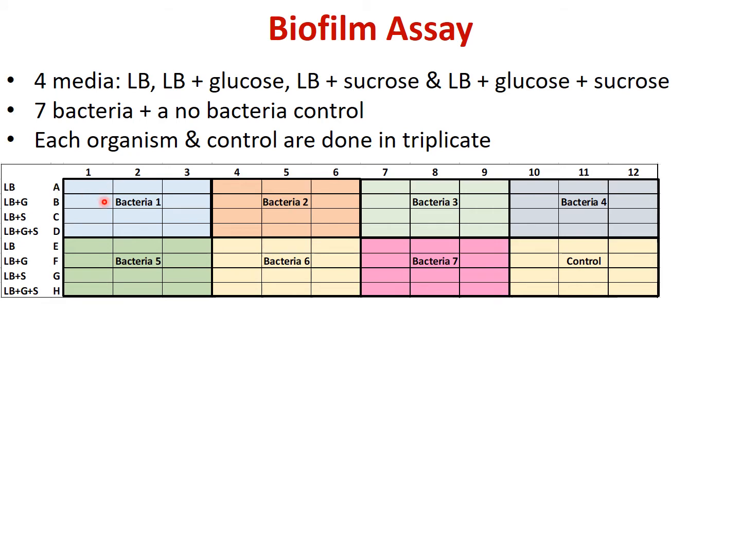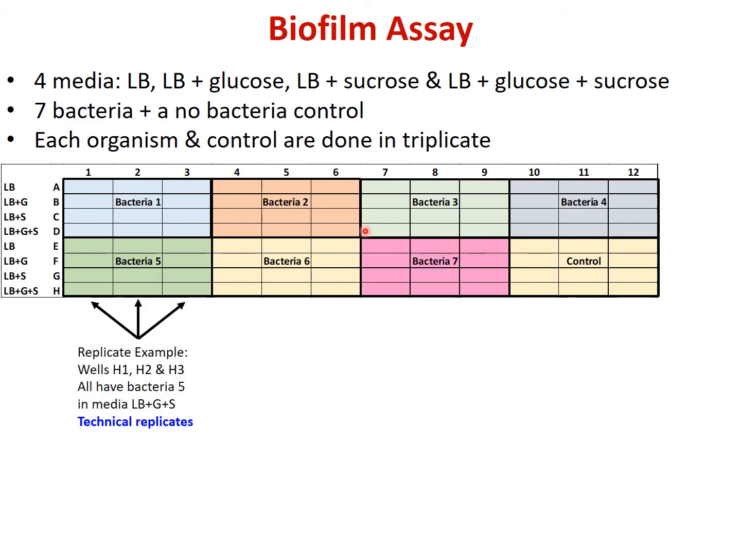So we set up our plate by putting the media in first in all the appropriate wells. We'll go row by row, and then we'll add our bacteria. And when we've done this, each organism will have been done in triplicate, including our control where we don't add any bacteria. So this will be our negative control.